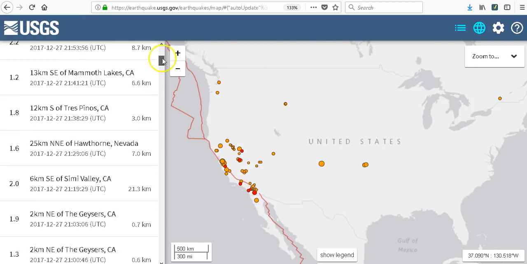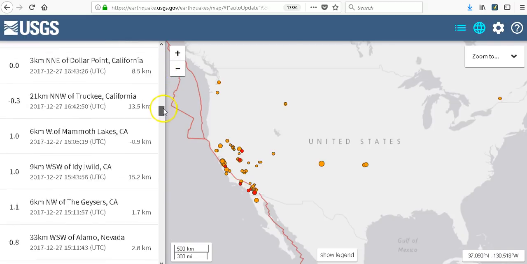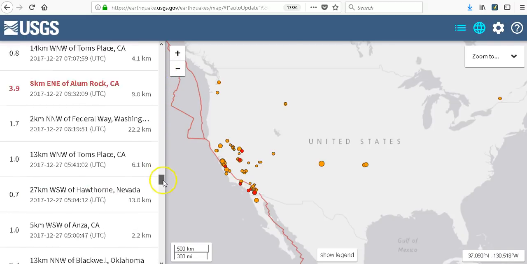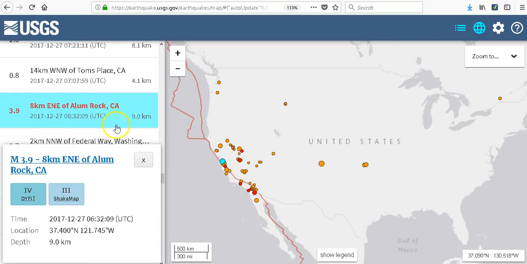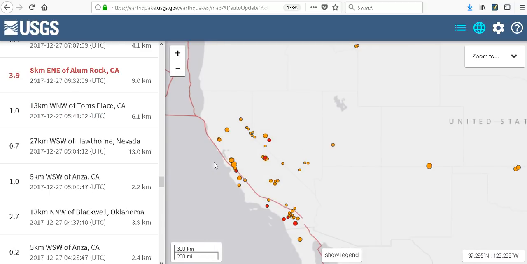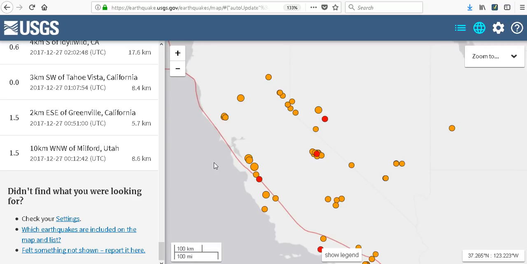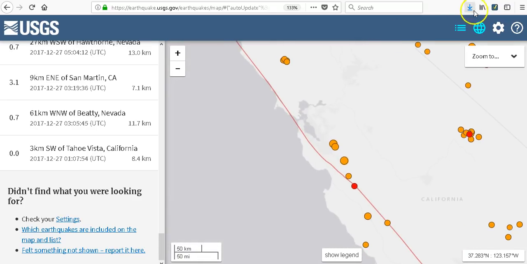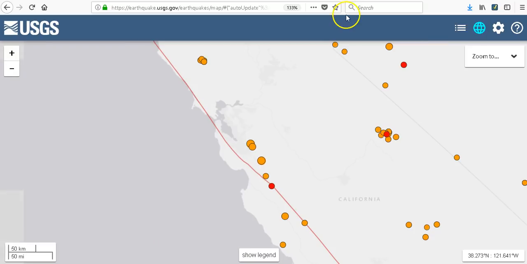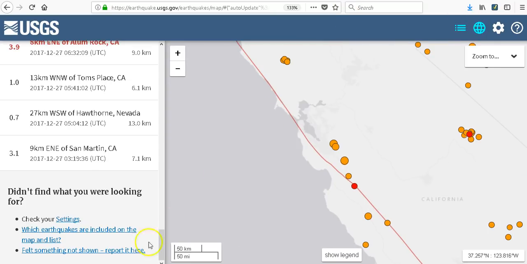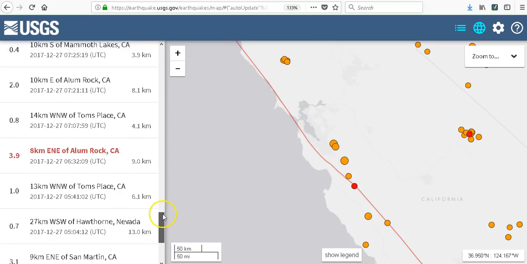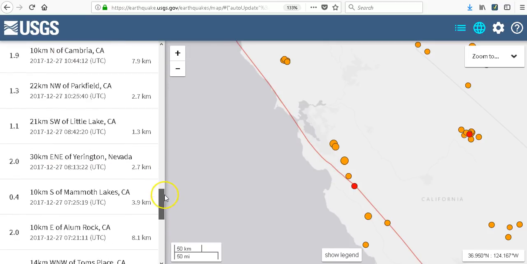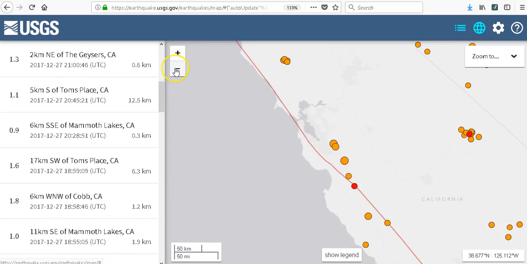I thought I saw something bold and red just now. There it is. Why would they make this bold in red? 3.9. 9 kilometers in depth. Oh, that's right along the fault. Okay, let's zoom out.